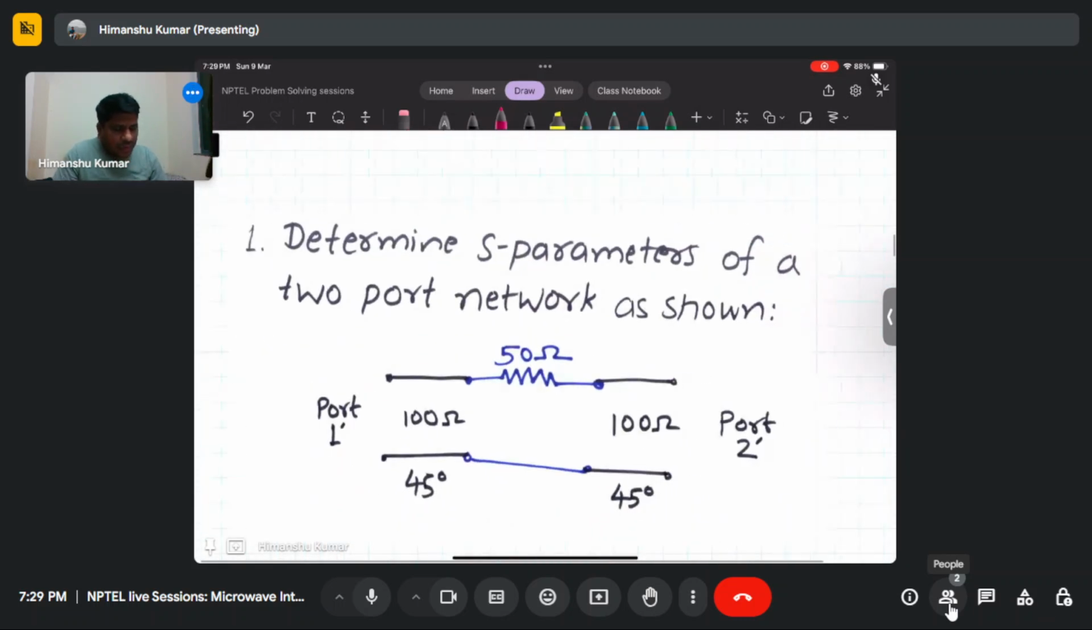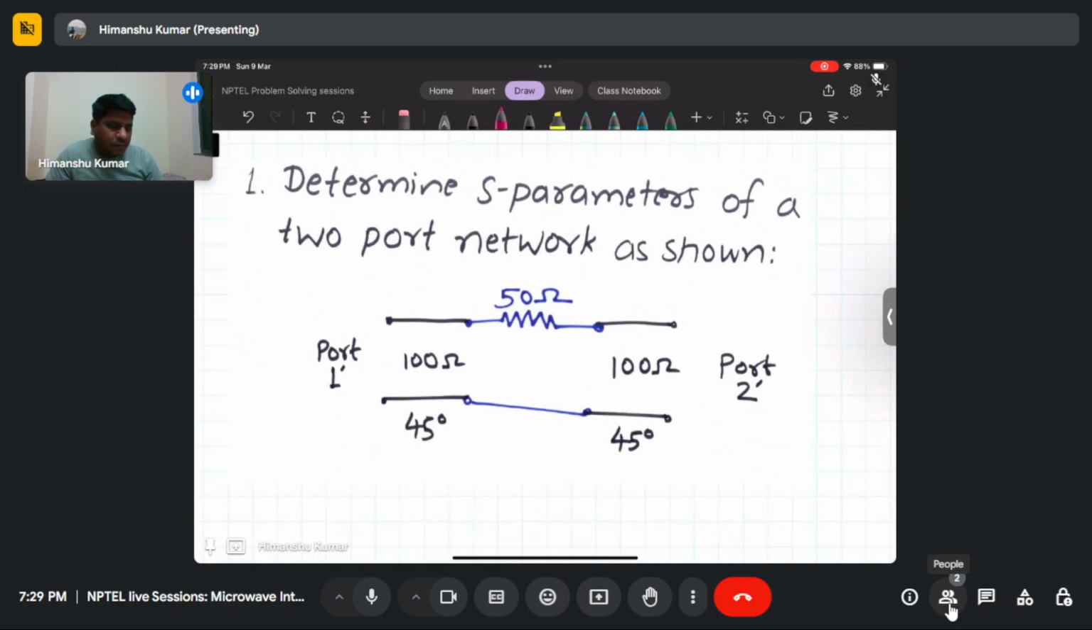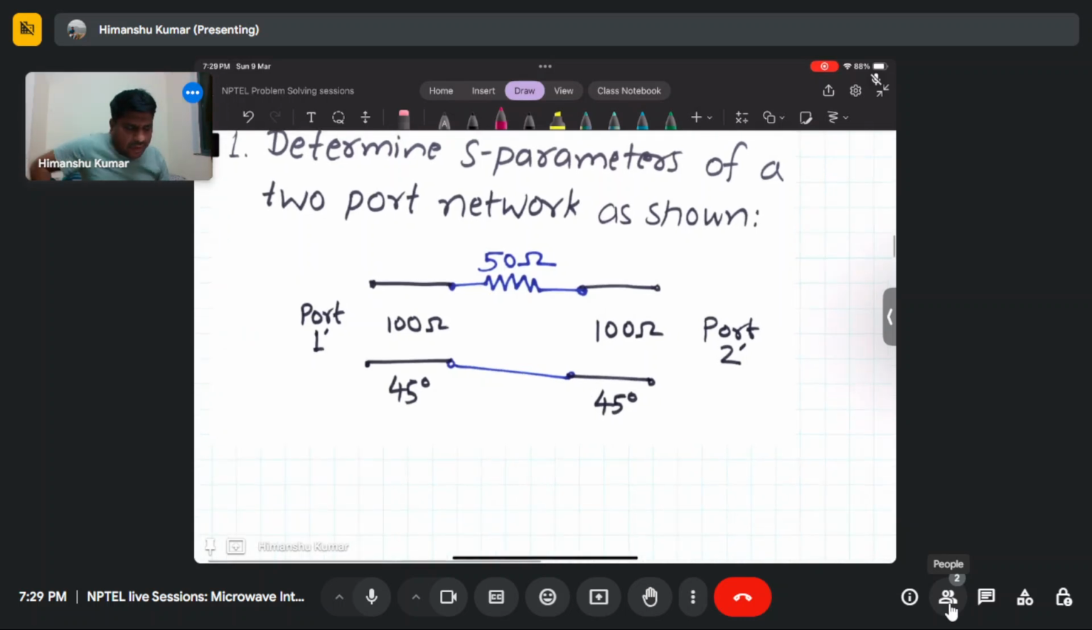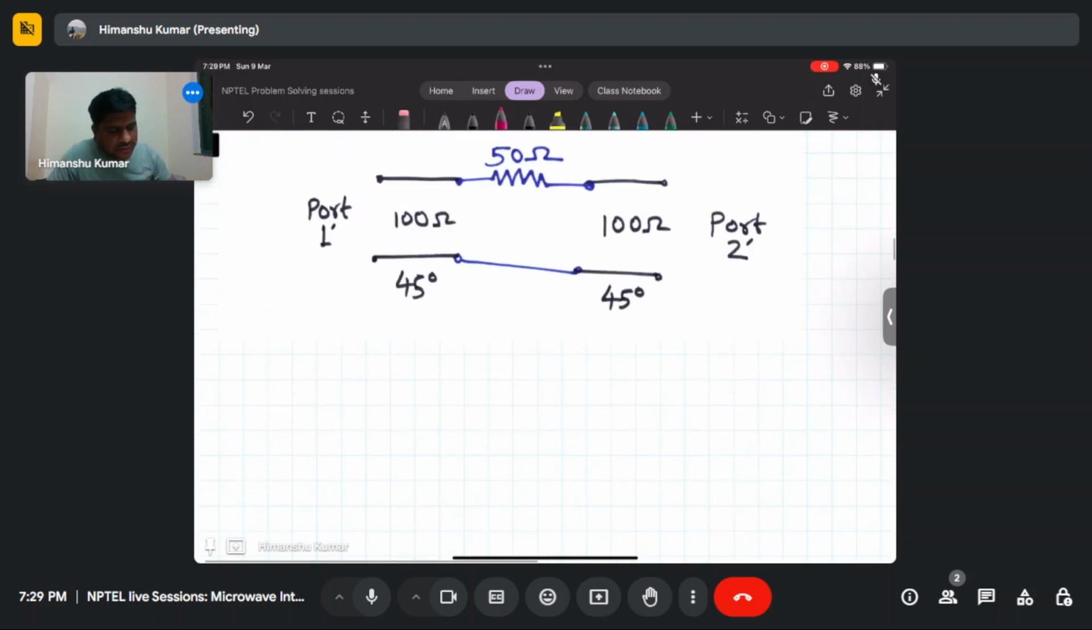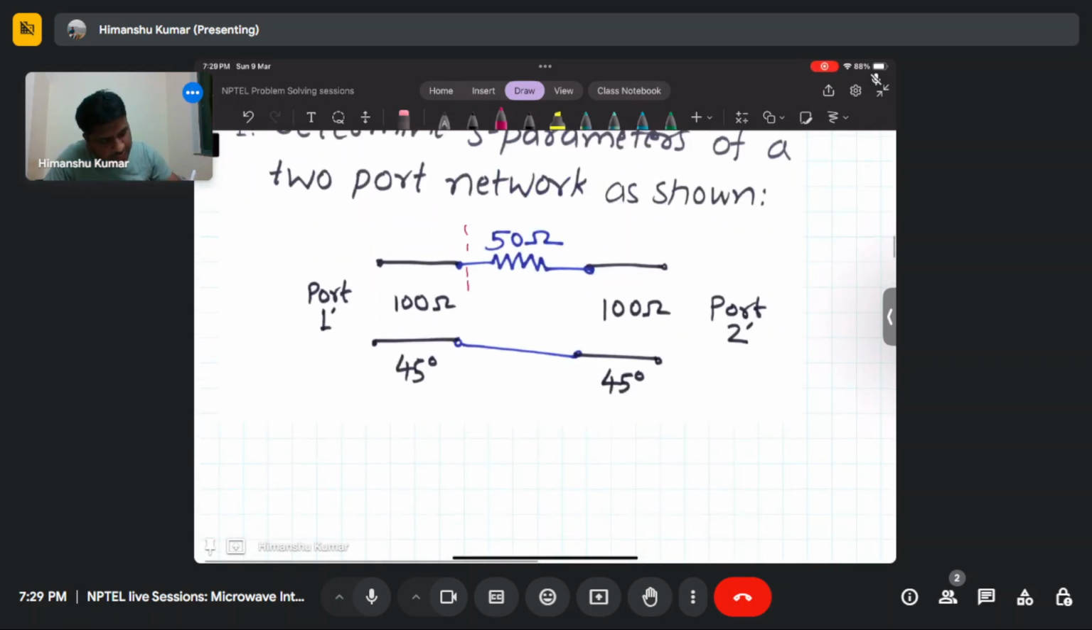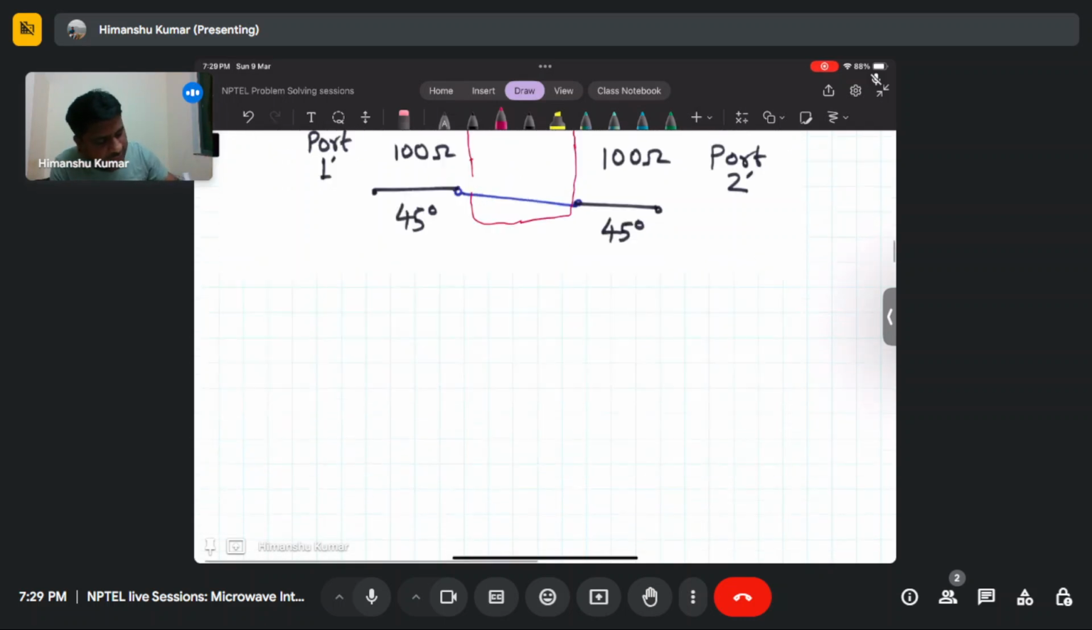So in this section, we need to find, so this is a 50 ohm line which is connected to 100 ohm lines on both sides, and the length of these lines is 45 degrees.